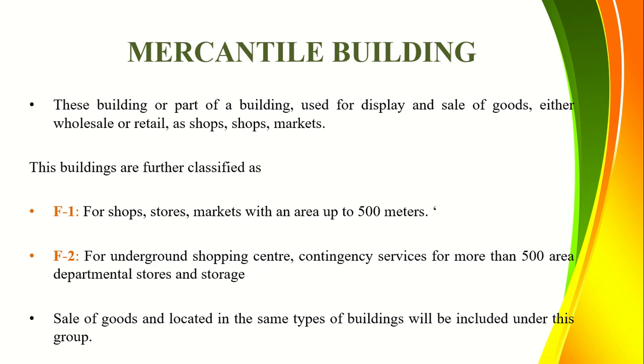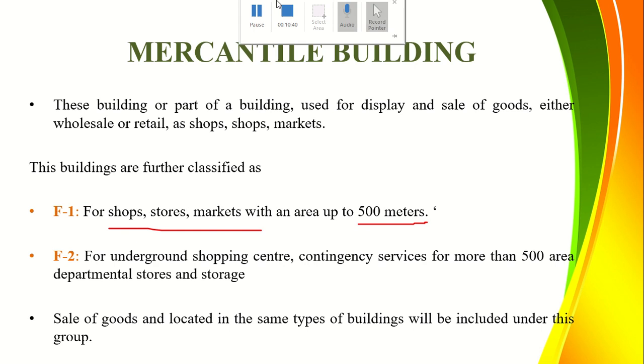So where this merchandise is happening, where the selling of goods is taking place, is called a mercantile building. Like our examples: shops, small shops, big shops, shopping malls, cloth shopping malls, and supermarkets. All these things you can keep in your mind. They come under mercantile building. These buildings are further classified into F1 and F2. F1 is for shops, stores, markets having an area up to 500 square meters, and F2 is that category of mercantile building where you have underground shopping centers, and even areas of more than 500 square meters.